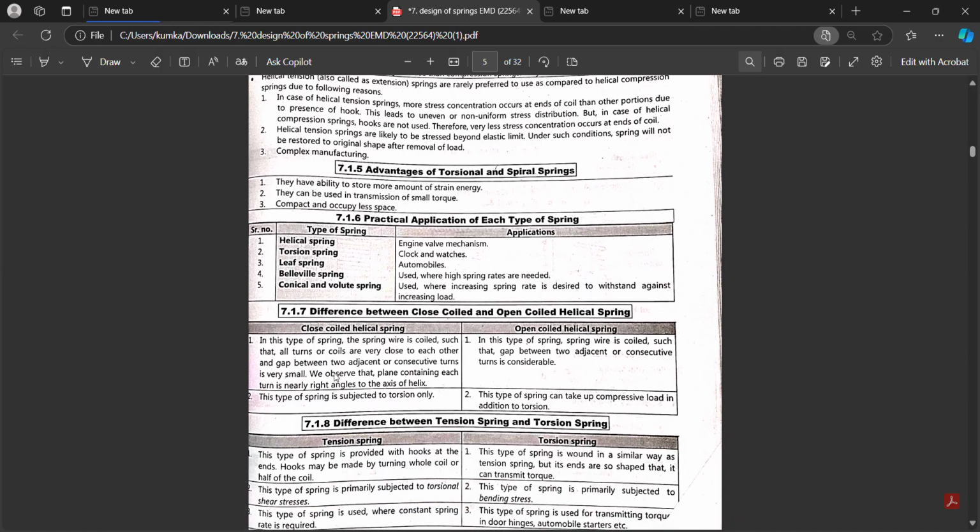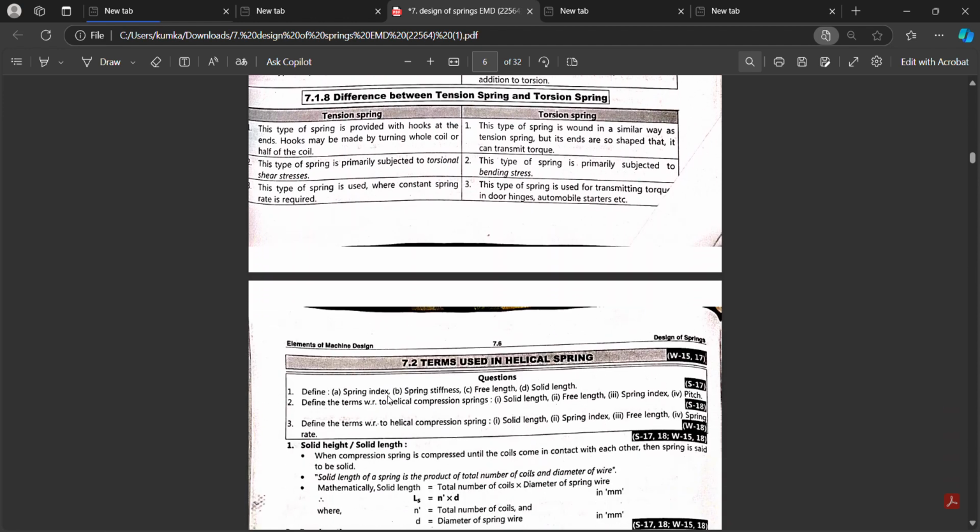Then is the application of springs. Helical spring is used in engine valve mechanisms. Torsional spring is used in clocks and watches. Leaf spring is used for automobiles. Bevel spring is used where a high spring rate is needed. Conical and volute springs are used against vibration and high loads. These are the differences between the closed coil and open coil helical spring.